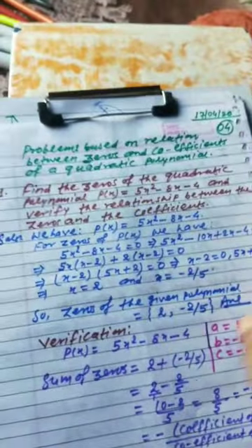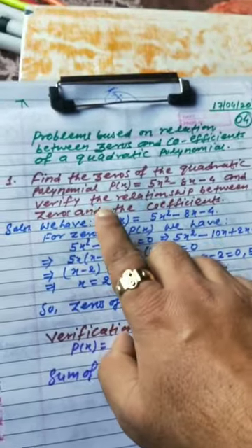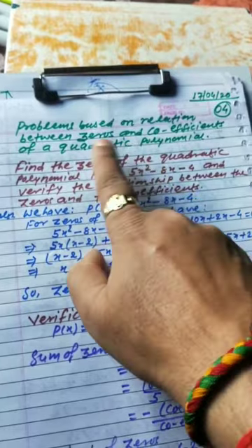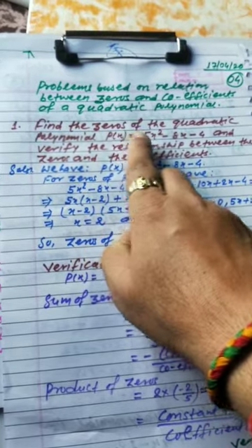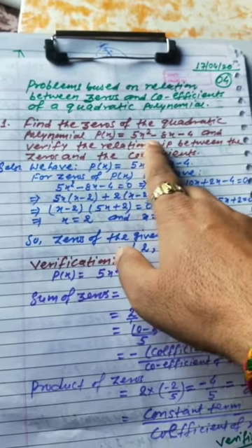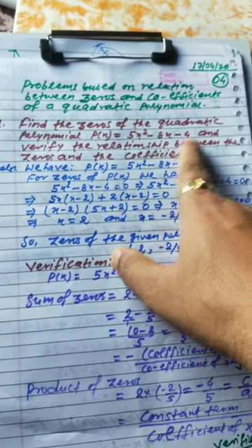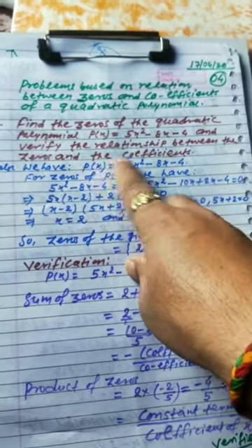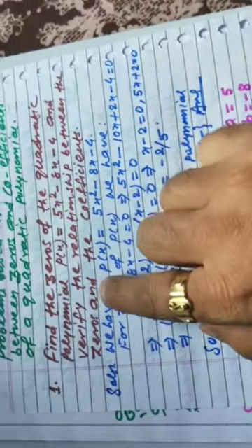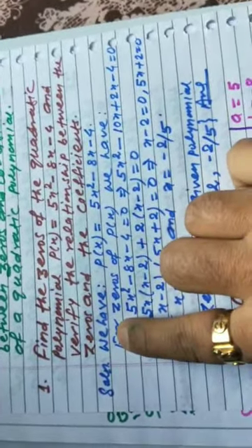Now your first exercise starts with this type of questions: problems based on the relation between zeros and coefficients of a quadratic polynomial. So the first question is, find the zeros of the quadratic polynomial Px is equal to 5x square minus 8x minus 4 and verify the relationship between the zeros and the coefficients. We have to find the zeros of this polynomial and verify the relationship between zeros and coefficients. So let us solve it.